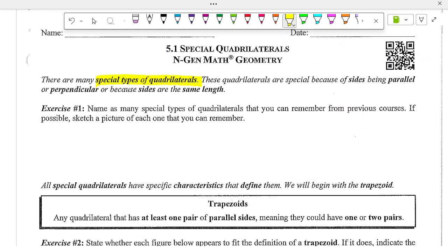These special quadrilaterals become what they are because of sides being parallel or perpendicular, and because there are sides of the same length. So they have very specific properties. We're going to skip the first question, besides the fact that it's all the ones we have listed: trapezoid, parallelogram, rhombus, rectangle, and square.